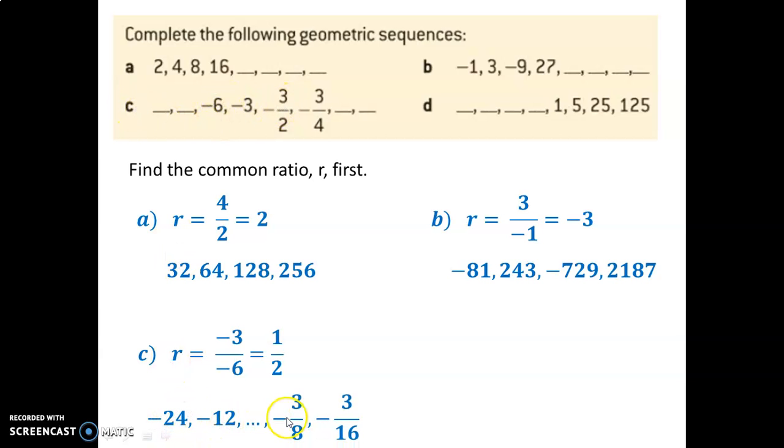So our numbers should be these, and then these two at the end here. Because a half of that is this, and then a half of this is this. Check the last one. Again, you're going to go backwards. You're going to find the common ratio, but then you're going to go backwards.